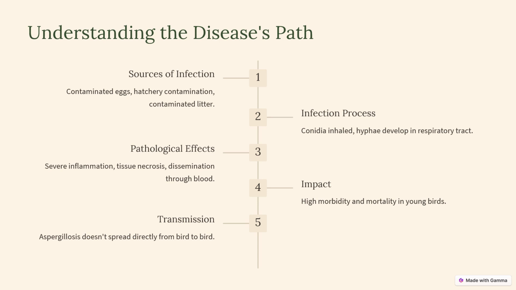So what are the pathological effects seen in this disease? We will observe severe inflammation, tissue necrosis, and dissemination through blood. The impact is high mortality and morbidity seen in young birds. Transmission does not take place directly from bird to bird, but mainly through contaminated sources like contaminated eggs, hatchery contamination, and contaminated litter.